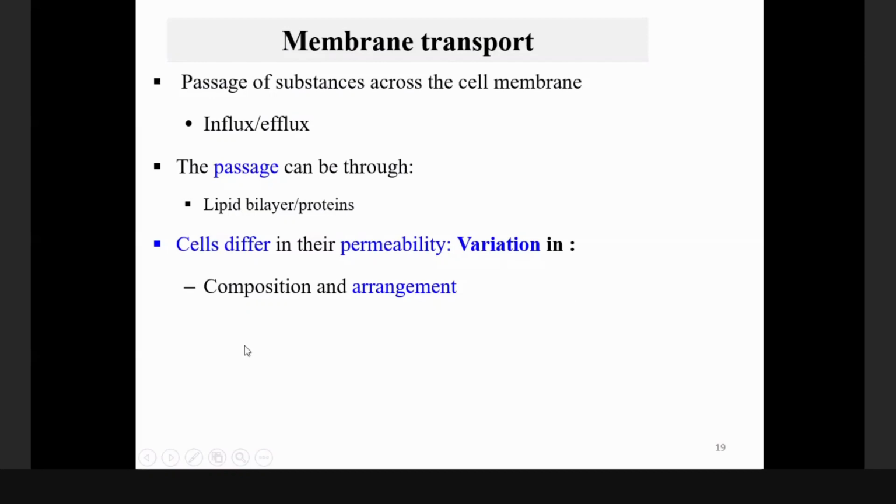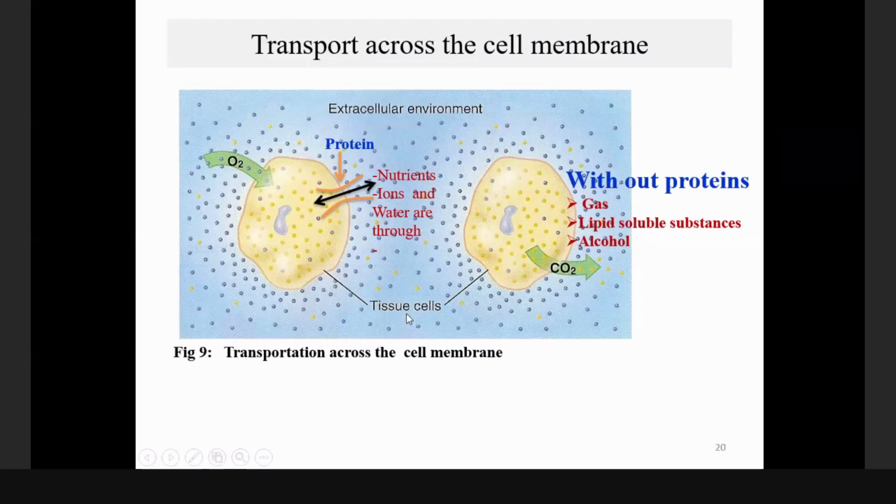Okay. If you see here, the transportation process across the cell membrane can be with no protein. For instance, oxygen transportation through the cell membrane is through diffusion. Or if you check the gas, carbon dioxide, or the lipid-soluble substances, alcohol, and so on, they enter or leave the cell with no protein.